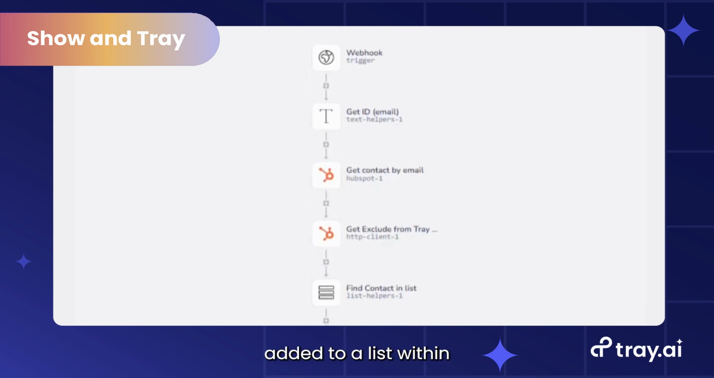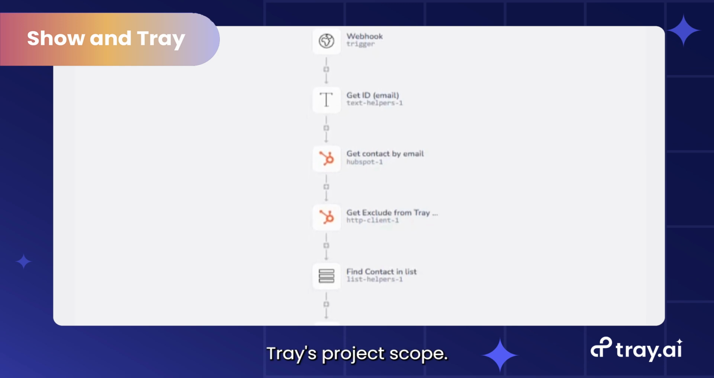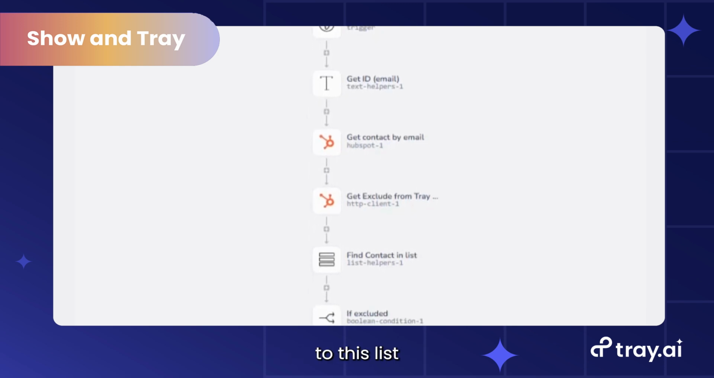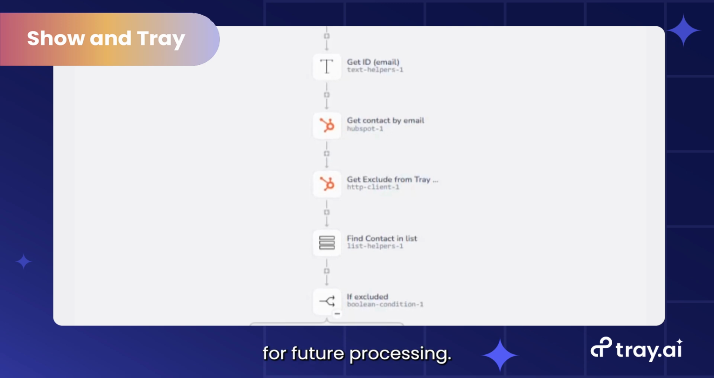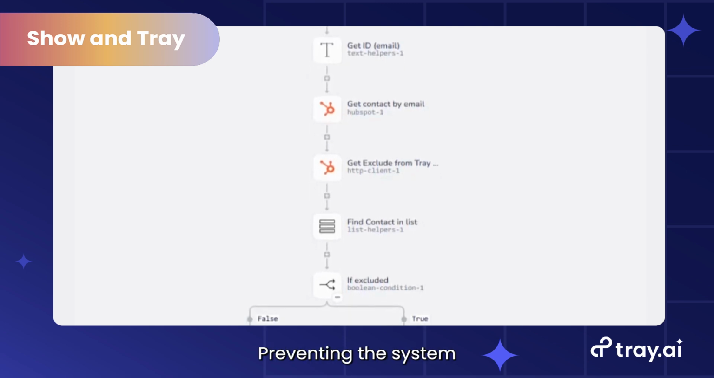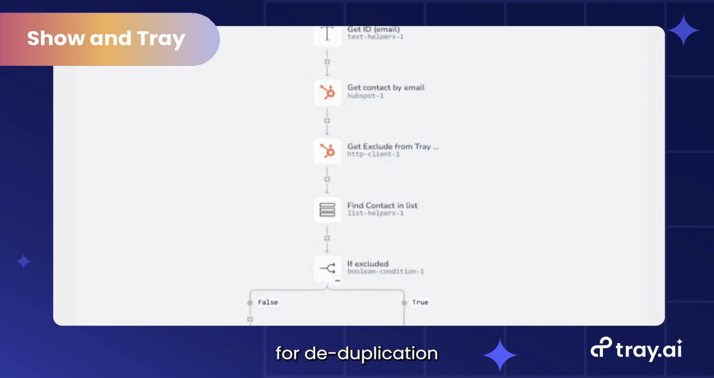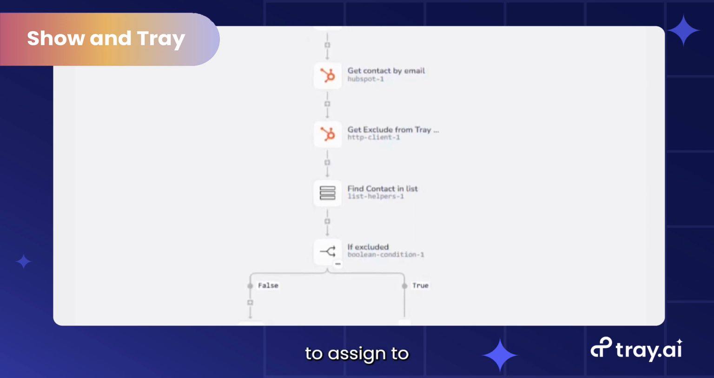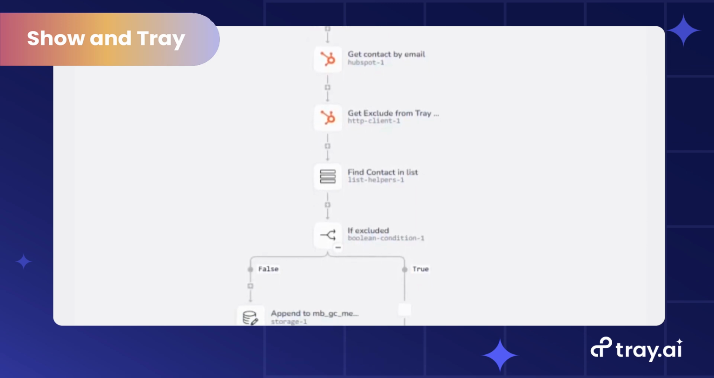The event is added to a list within Tray's project scope. Adding events to this list allows us to queue them up for future processing, preventing the system from getting overloaded and allowing for deduplication, as Google tends to send 2 webhooks for a calendar update.